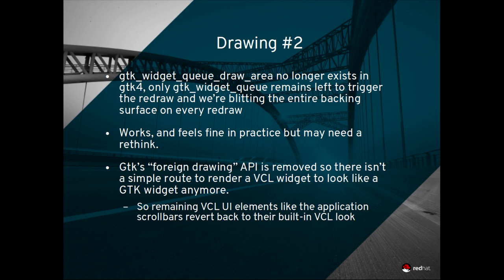The other part of the drawing changes, from our perspective, is that GTK's foreign drawing API is removed, so there is no longer a simple route to render our VCL widgets to look like they are GTK widgets. Where we're using GTK widgets, this isn't an issue, but some of the remaining VCL user interface elements, like the application scroll bars in GTK4, revert back to their built-in original VCL look, which you may have seen in the demo earlier.